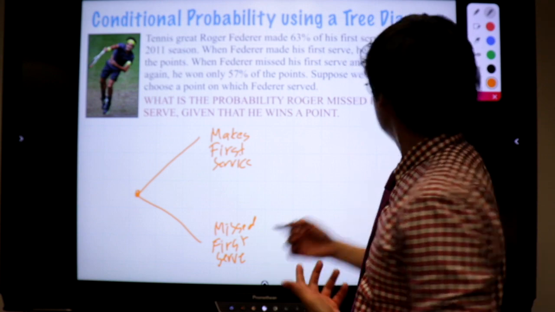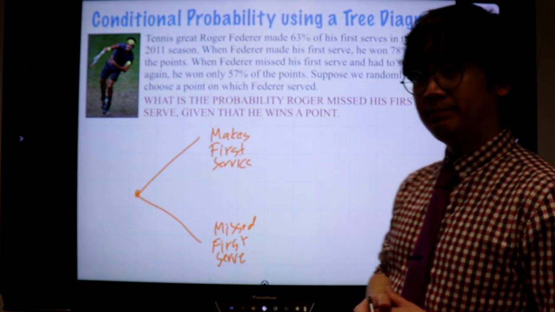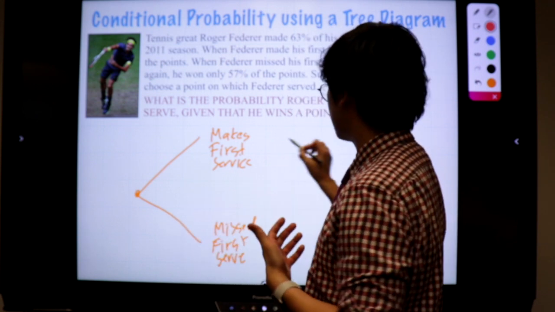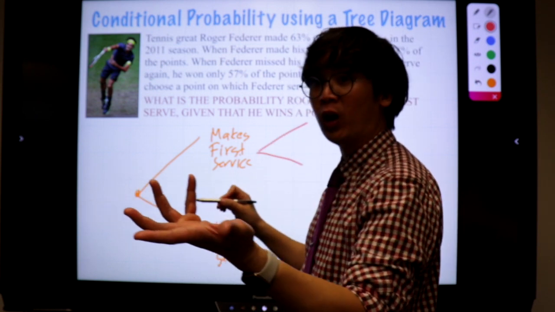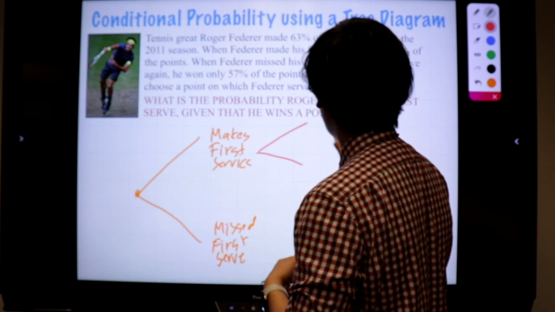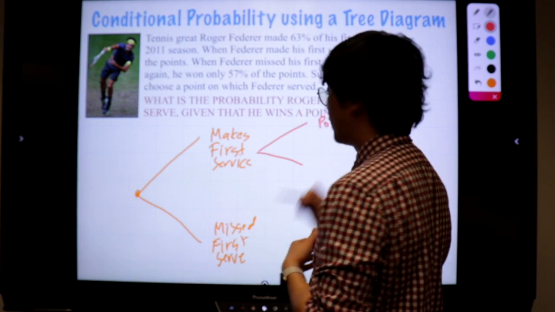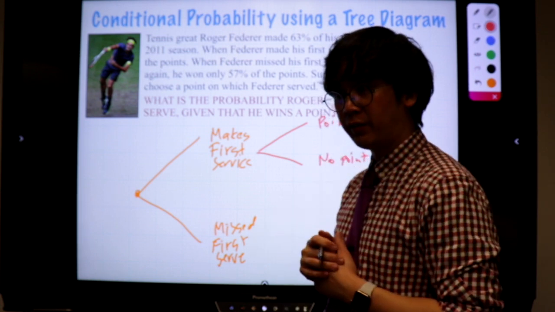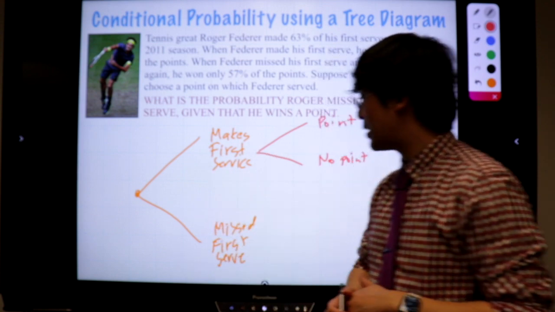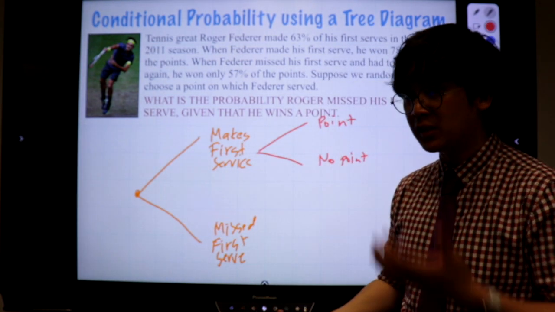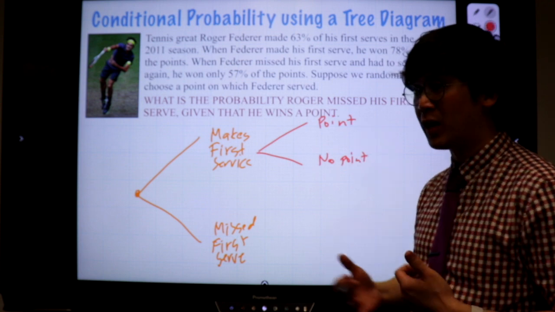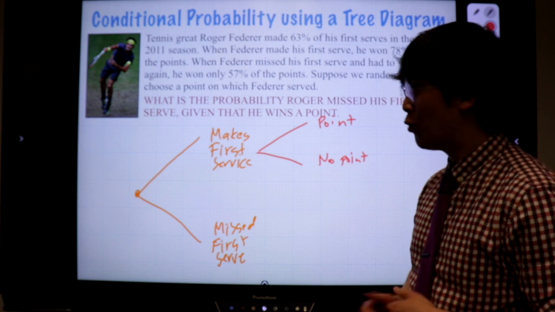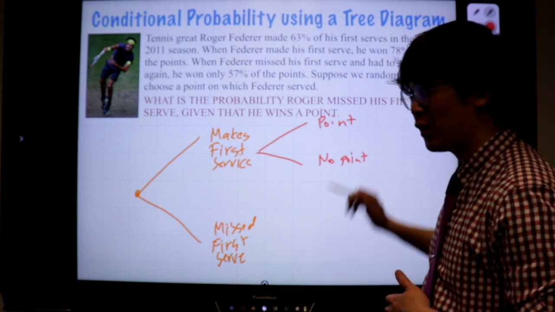Alright, now we're going somewhere. Now, when he makes the first serve, what is the other option that will happen in this situation? You score, or not score. So, wins a point, loses a point, right? What about when he missed the first serve? Is it the same situation? Can he still win a point or not win a point when he missed the first serve? No. You would serve again. So, can we branch this out as a point and no point as well?